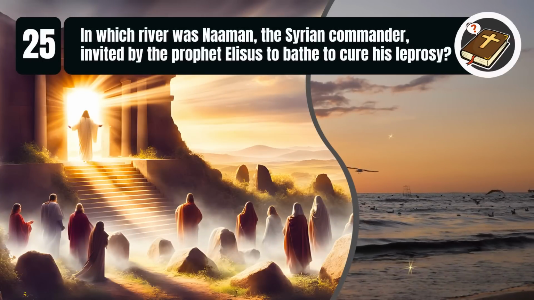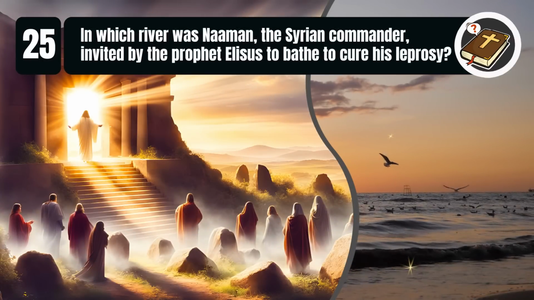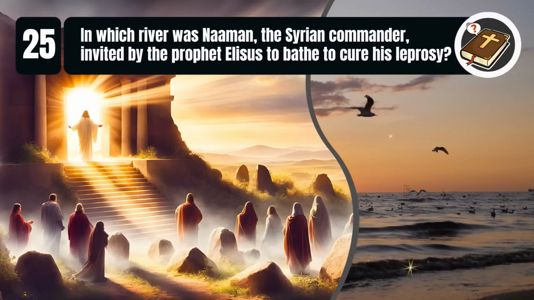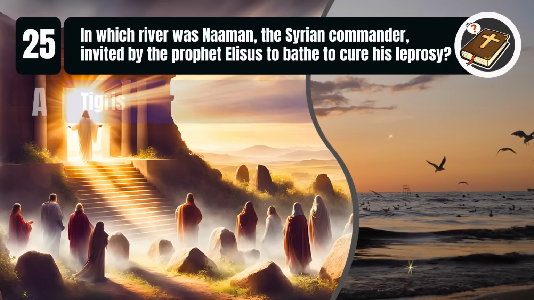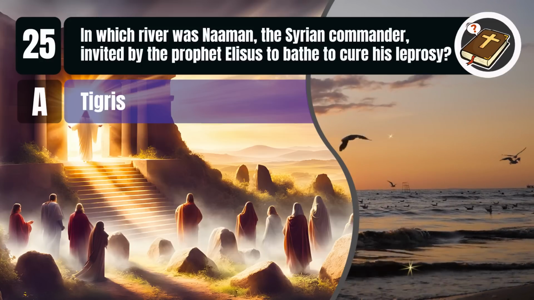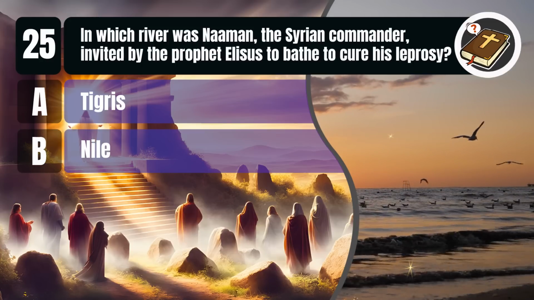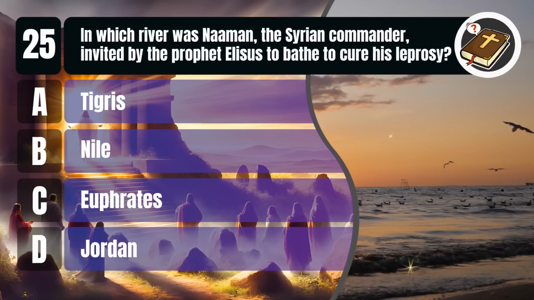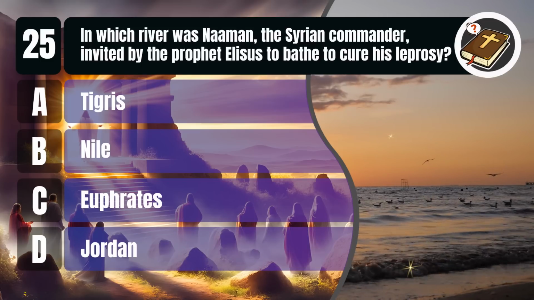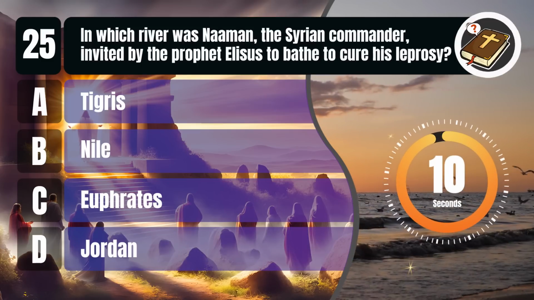Question 25. In which river was Naaman, the Syrian commander, invited by the prophet Elisha to bathe to cure his leprosy? A. Tigris, B. Nile, C. Euphrates, D. Jordan. You get 10 seconds.